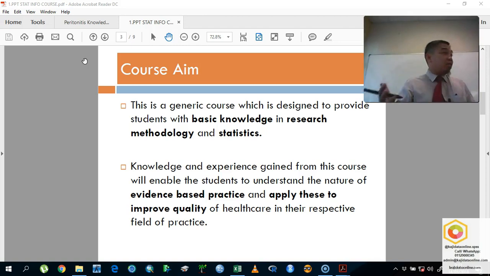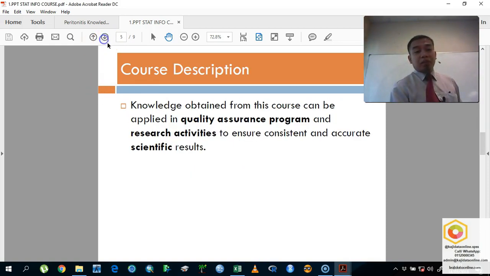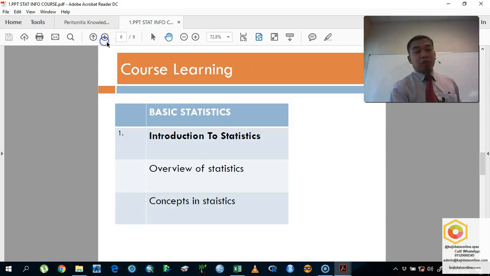So when you have this kind of idea, oh, the statistics is very important, the research is very important, so you can collaborate nicely with them. So that I think is a very good approach for the Ministry of Health to embark on research and statistics in your syllabus. Okay, before this you didn't have it.